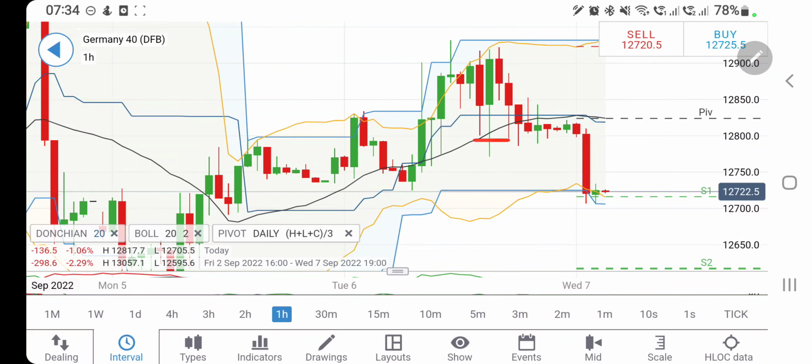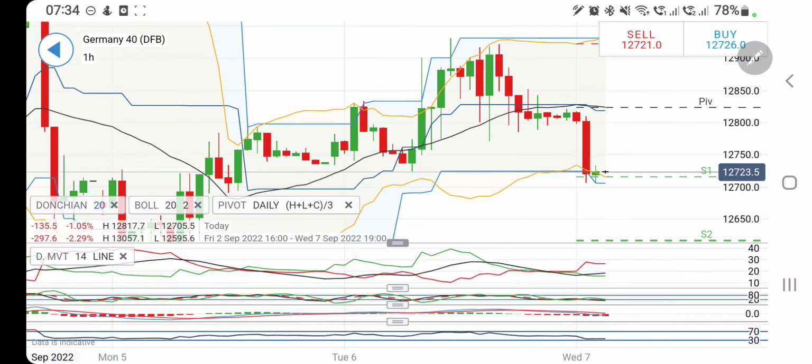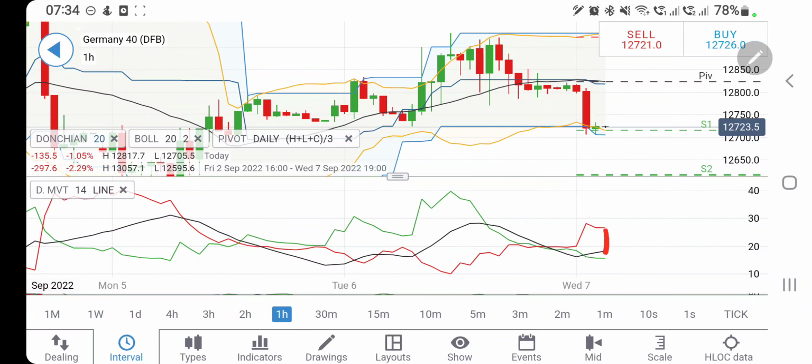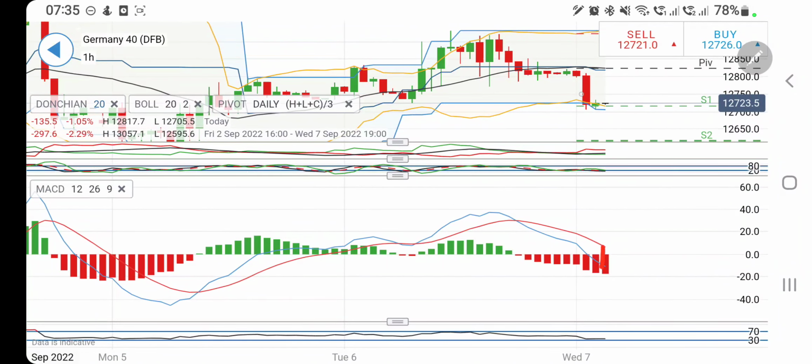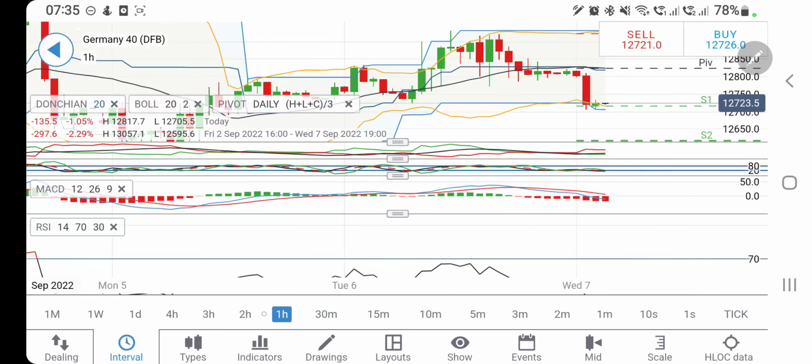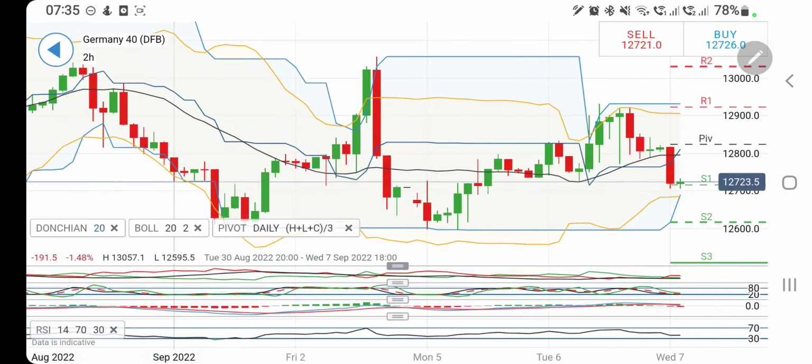These are the hourly charts for Germany 40. 12,800, very strong support. It has breached it again and has come down to 12,700 levels. So now this is precisely the no trade zone for Germany 40. Do not trade anything between 12,700 and 12,820 levels. Directional movement is bearish. The stochastic is oversold. The MACD is divergent and bearish. The RSI is trading flat near the bottom.